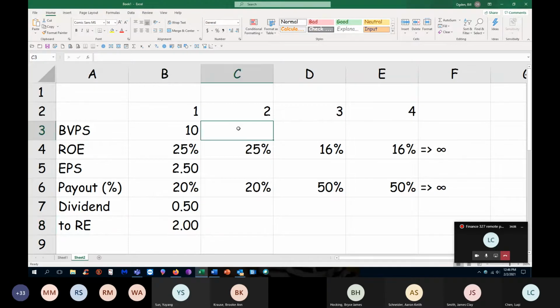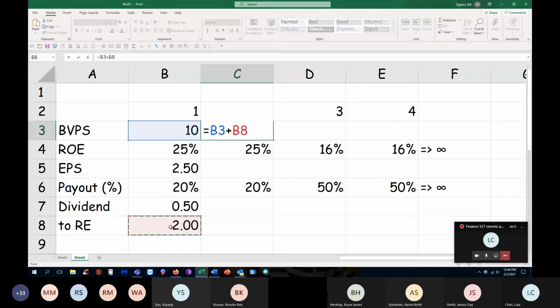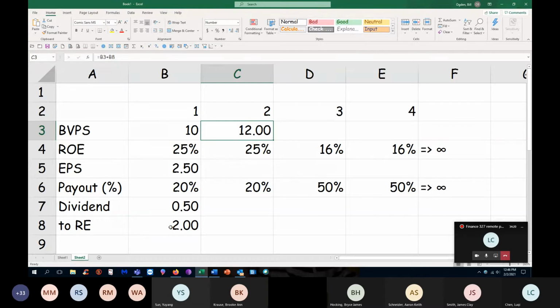So we go to the next year. We have $10 per share plus the $2 of year one's earnings that we will add to our book equity. Okay, and then the process just continues. So 250. So this time we're going to earn 25% on $12 of book equity. So we'll earn $3.